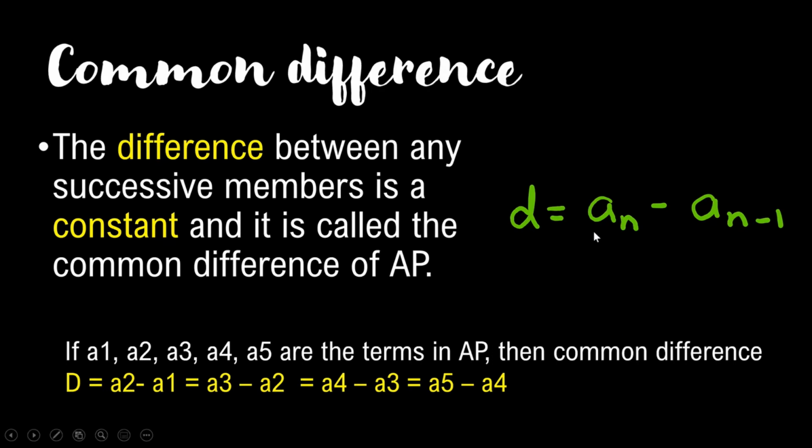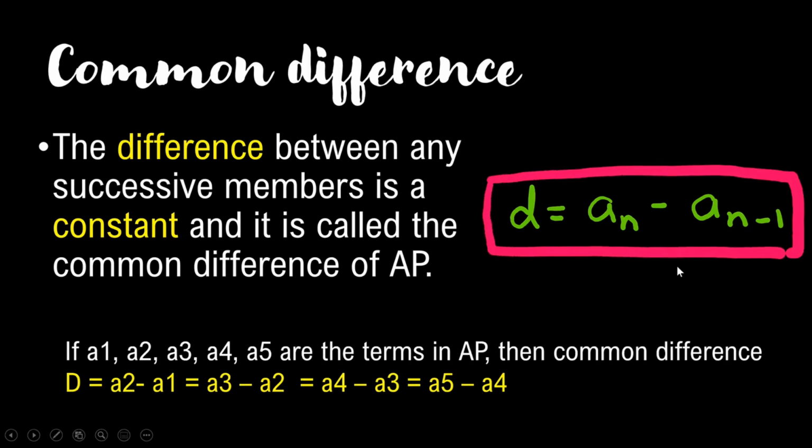So this is the nth term and this is the previous term. Whatever number was previously there, we can denote it as a_n minus 1. So this is the common difference. This is the general formula for the common difference. Okay. So what will be the general formula for the nth term?